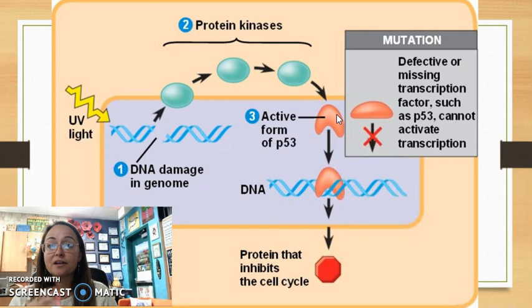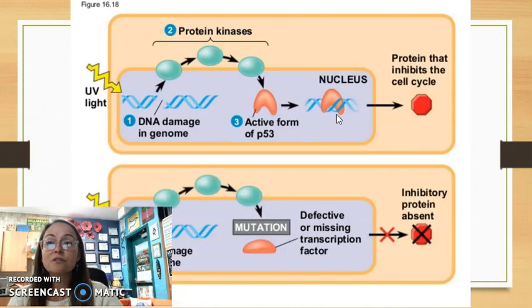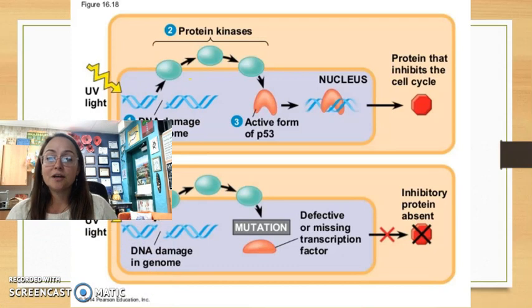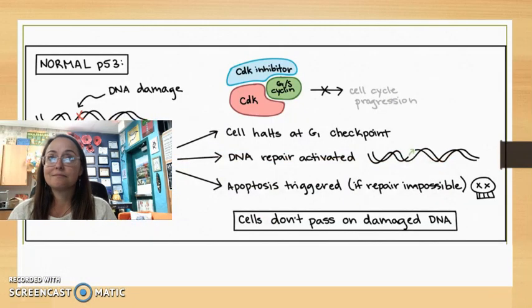So here, if there's a mutation that leads to a defective or missing p53, then the cell cannot make those inhibitory cell cycle proteins. So when we look at how this works, you can see how with DNA damage, p53 is essential to create proteins that stop the cell cycle from going.